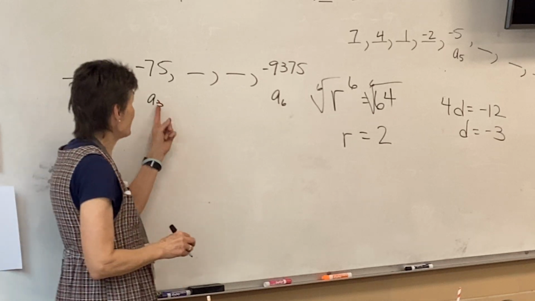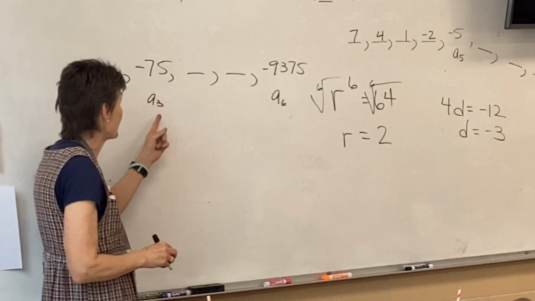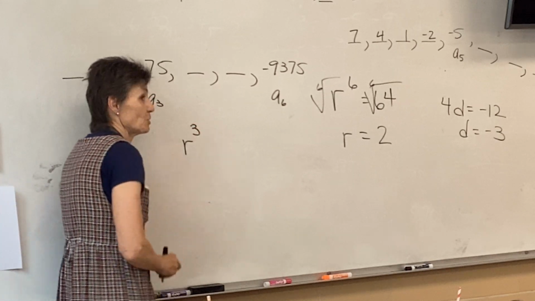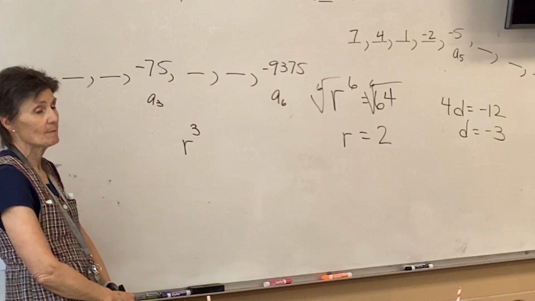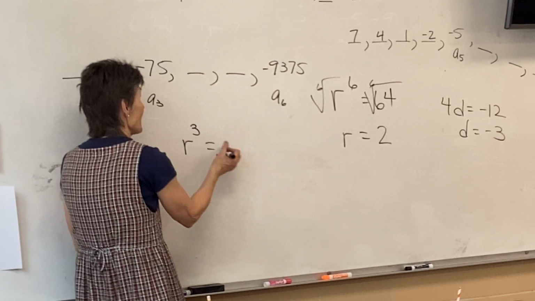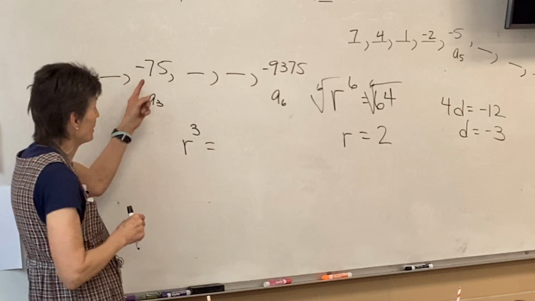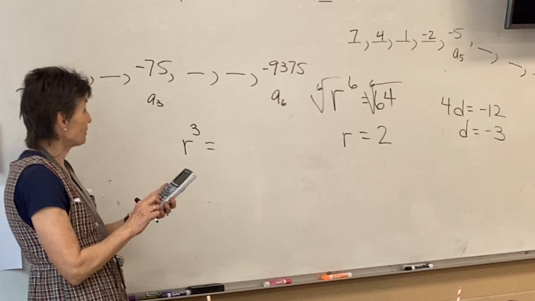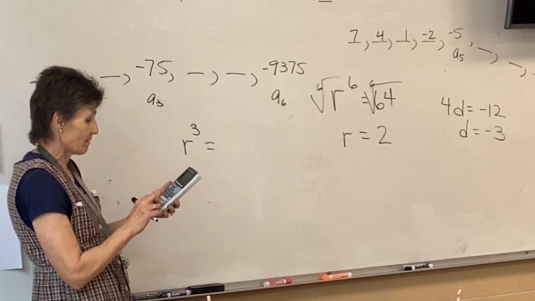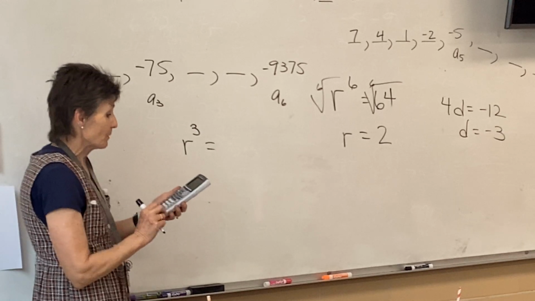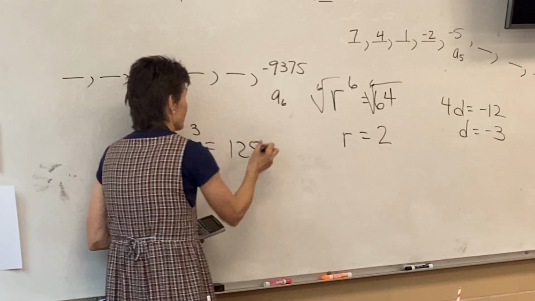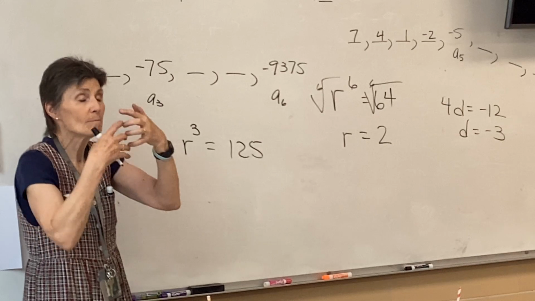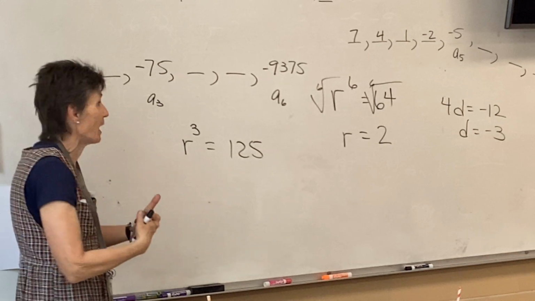So geometric means I'm multiplying. How many multiplications am I going to make getting from the 3rd to the 6th? 3 multiplications, R times R times R, has to be a total multiplication of negative 9,375 divided by 75, which is 125. So the total multiplication is 125.